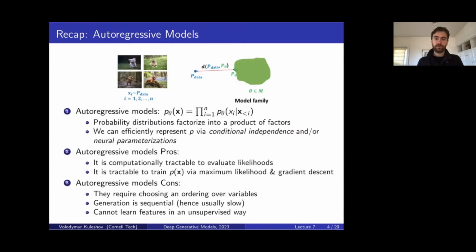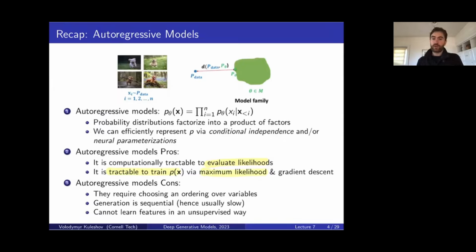Autoregressive models have a lot of advantages. First of all, it's easy to evaluate their likelihoods, which is actually not obvious for most generative modeling families. This property is somewhat unique to autoregressive models, or at least it's much easier to do in autoregressive models than in other families, where we have to do a lot more clever things. But it's really straightforward in an autoregressive model. And because it's easy to evaluate the likelihood, it's also tractable to train using maximum likelihood learning.